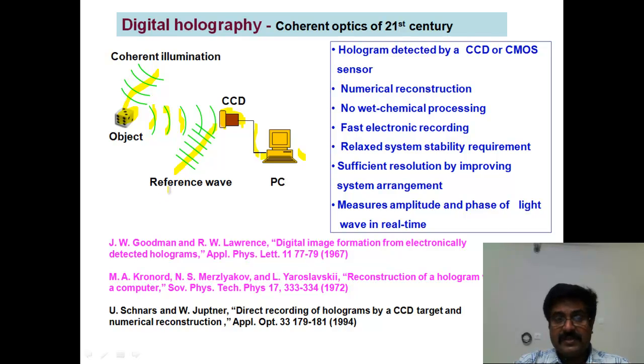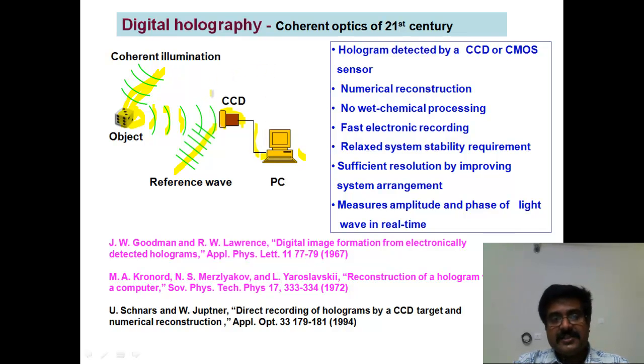I'll explain the process once again. A three-dimensional object is illuminated by a coherent wave, laser light, light is scattered from the object, and the reference wave, which is made from the coherent illumination itself. There are some schemes. I will explain those schemes in a later section. They interfere at the CCD plane. Instead of a photographic emulsion, we have a CCD sensor, which is a lensless CMOS camera. Holograms are digitized and stored inside the computer.